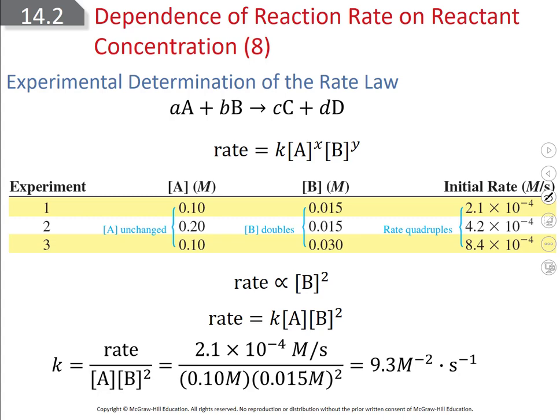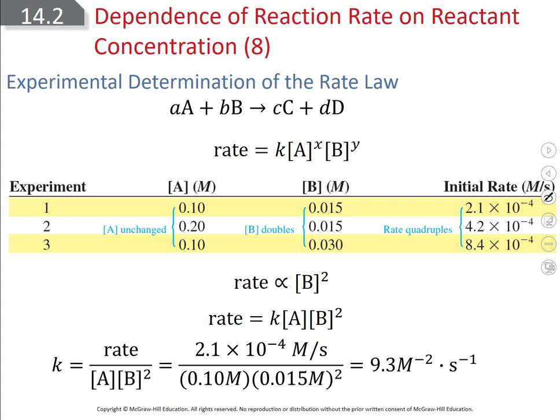Again, if I want to solve for K, I would just pick one of the experiments. We usually pick the first one just for consistency, plug in their concentrations and rate, and come up with a value for K. And then we can write our rate law with an actual value for K and values for X and Y, or orders of a reaction. What's the overall order of this reaction? 3. Good. This is a third order overall reaction.